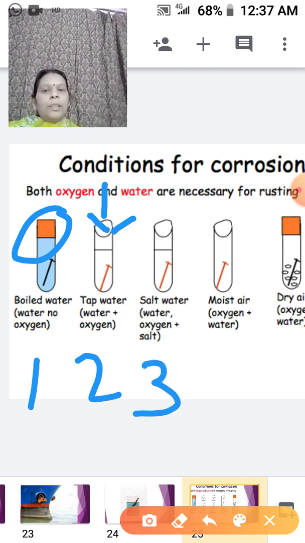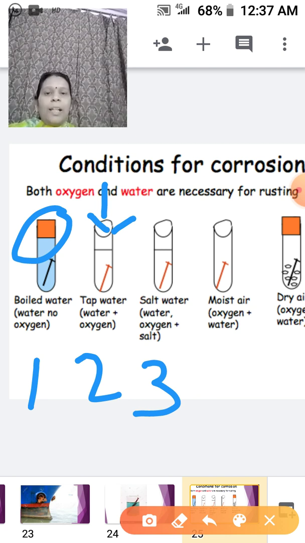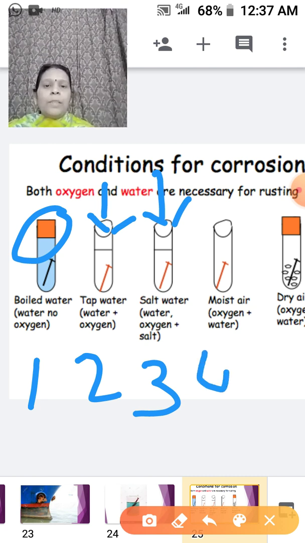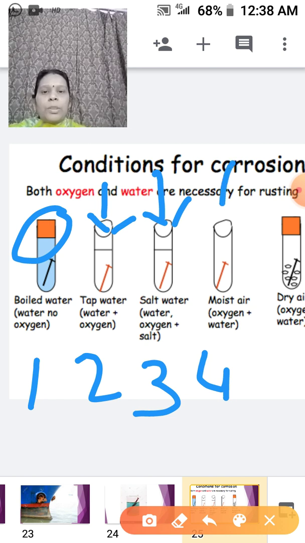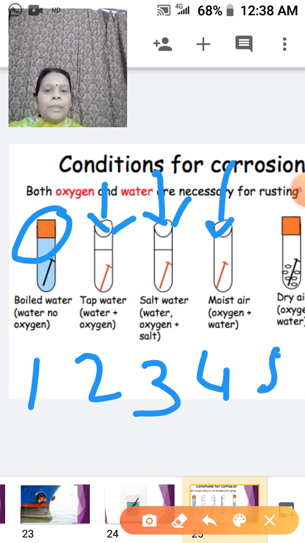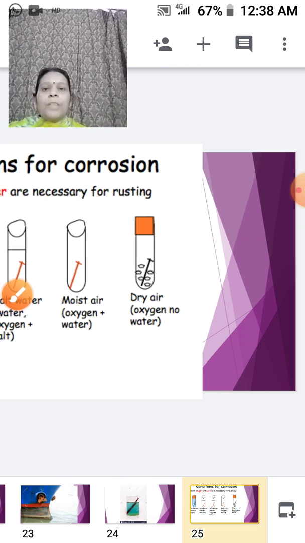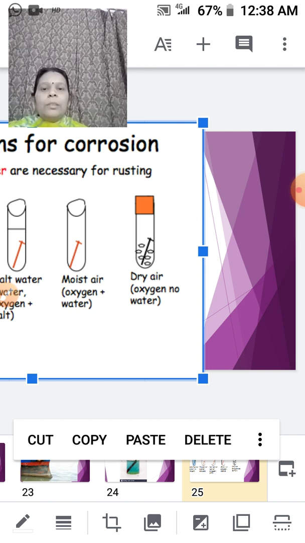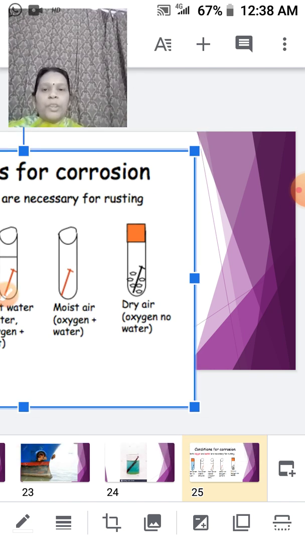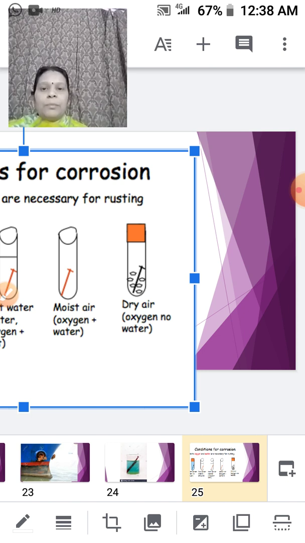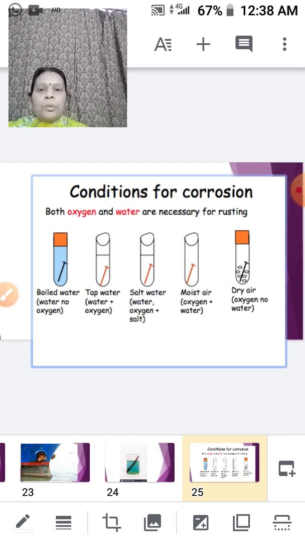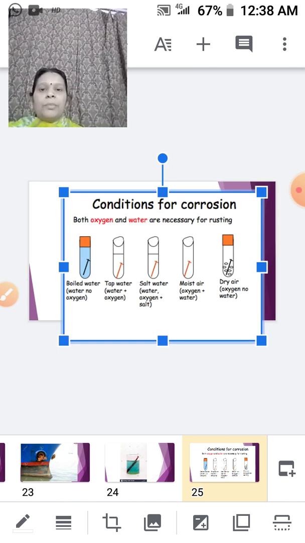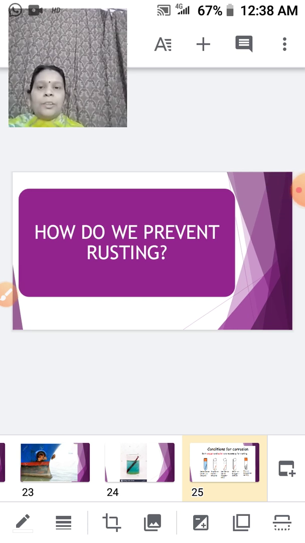Third one, in the test tube we have salt, we have water, and we also have oxygen. So here also the process of rusting takes place normally. In the fourth test tube, we have moist air and oxygen along with water. So here also rusting is taking place. Whereas in the fifth one, we have covered it with a cork, and secondly we have dried air, because there is no water inside. So such a reaction will not take place, and in this test tube there will be no corrosion. So in two of the conditions we found no corrosion, no rusting.